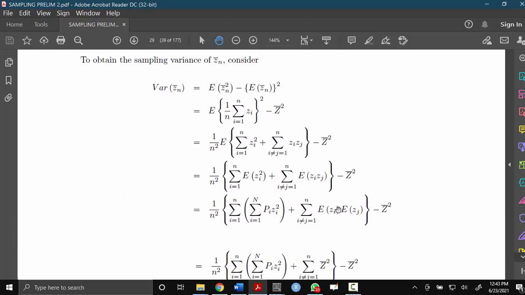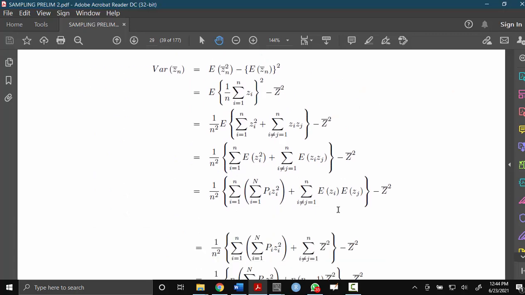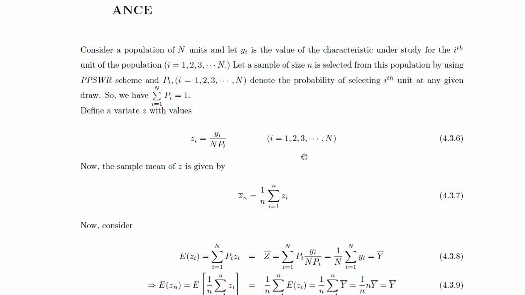Now, variance of a random variable x is expectation of x square minus expectation of x whole square. Similarly, variance of Zn bar equal to expectation of Zn bar square minus expectation of Zn bar whole square. So we define a variable z, that is zi equal to yi by npi, so that the sample mean of the z variable, Zn bar, equal to 1 by n summation over zi.